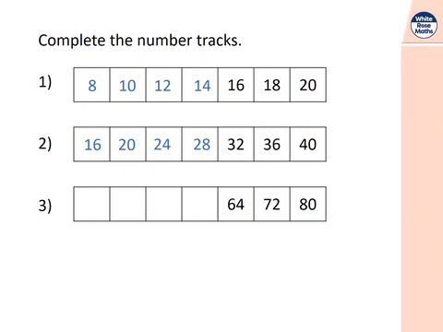Can you notice a link between question 1 and question 2? That's right, all the numbers have doubled. Let's look at question 3. 64, 72, 80. From left to right, the numbers are increasing by 8. So let's count back. 56, 48, remember we're counting back in 8s, 40, 32. And again, I can see a link between question 2 and question 3. What's happened? That's right, it's doubled again. So in question 1, we're counting in 2s, question 2, we're counting in 4s, and question 3, we're counting in 8s.